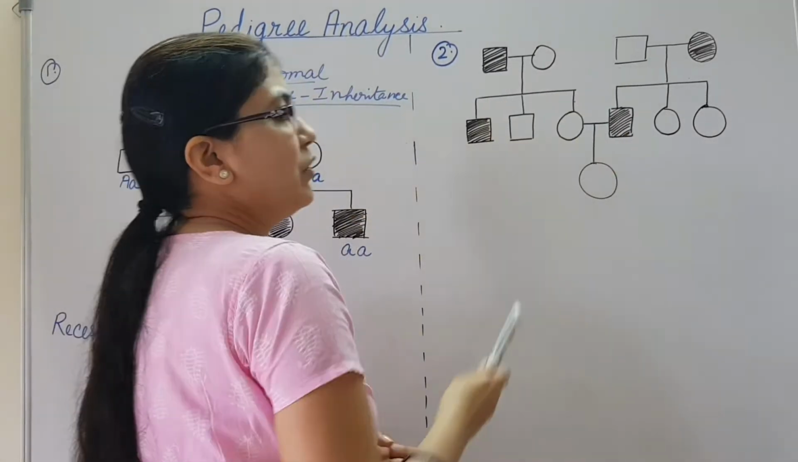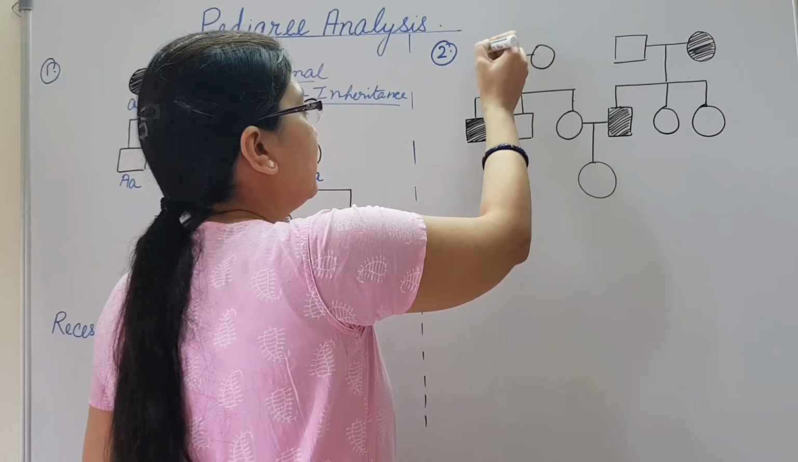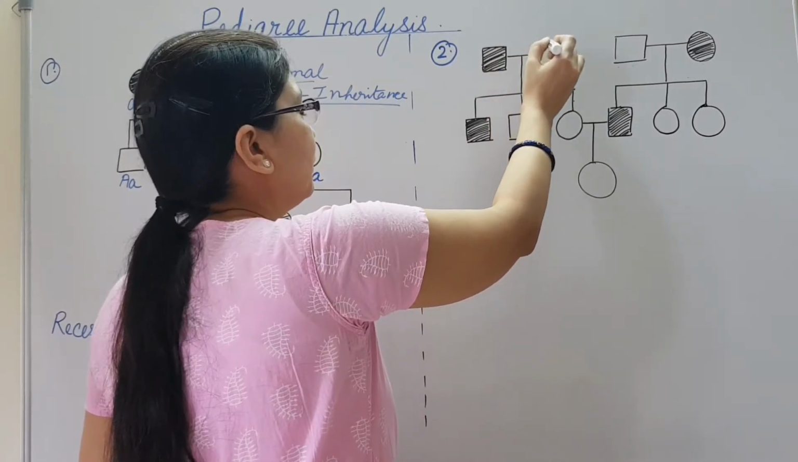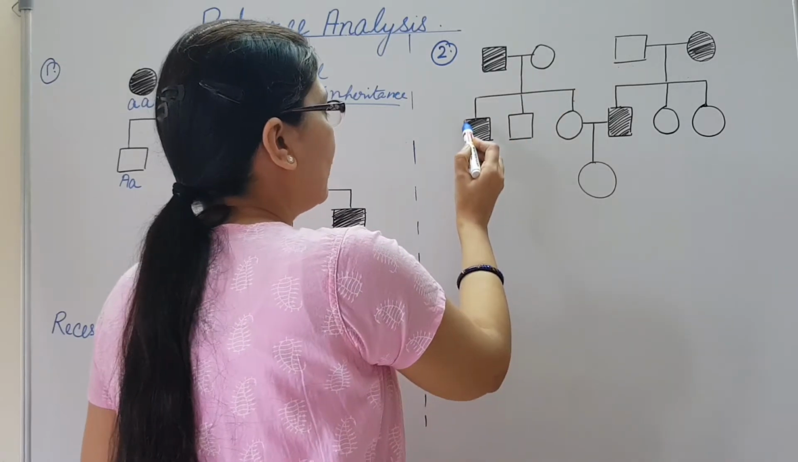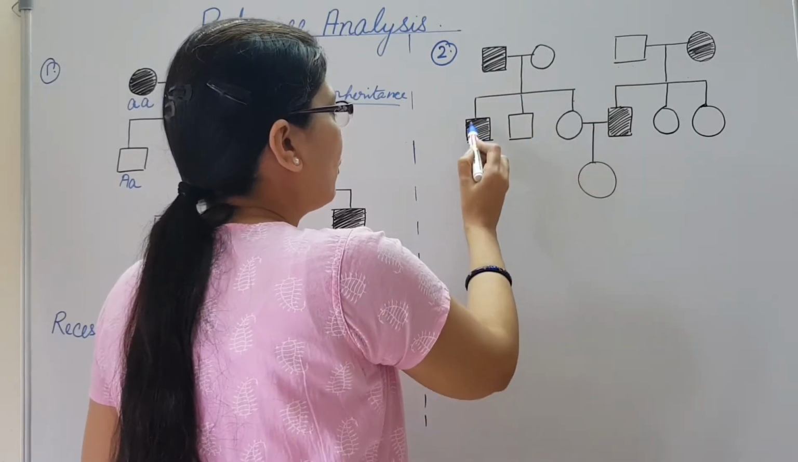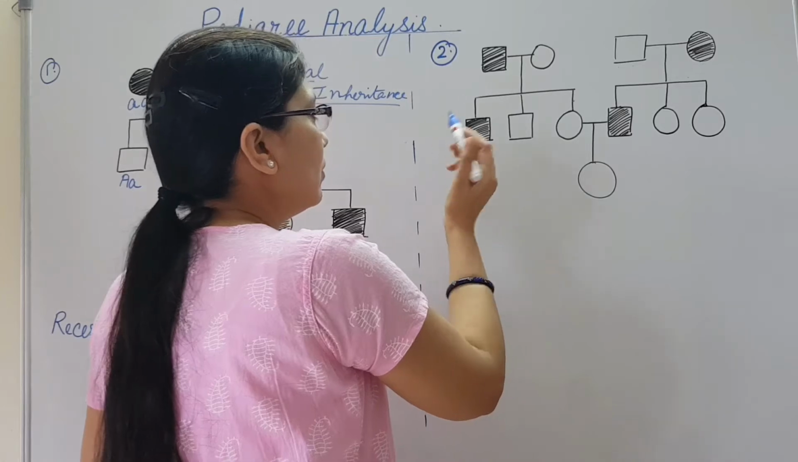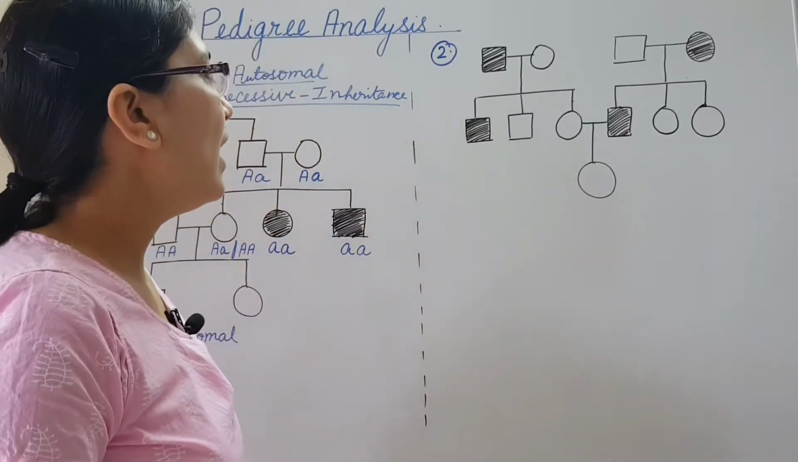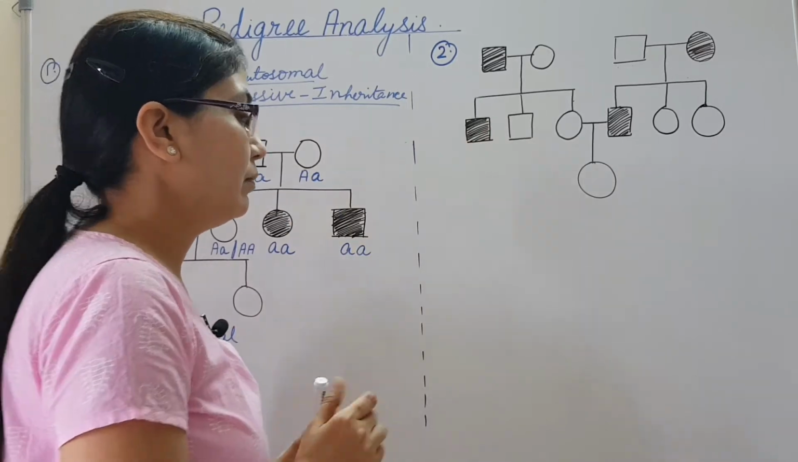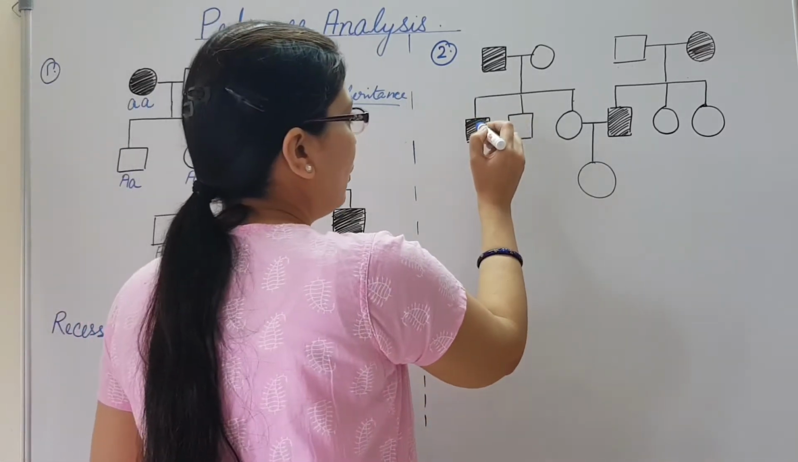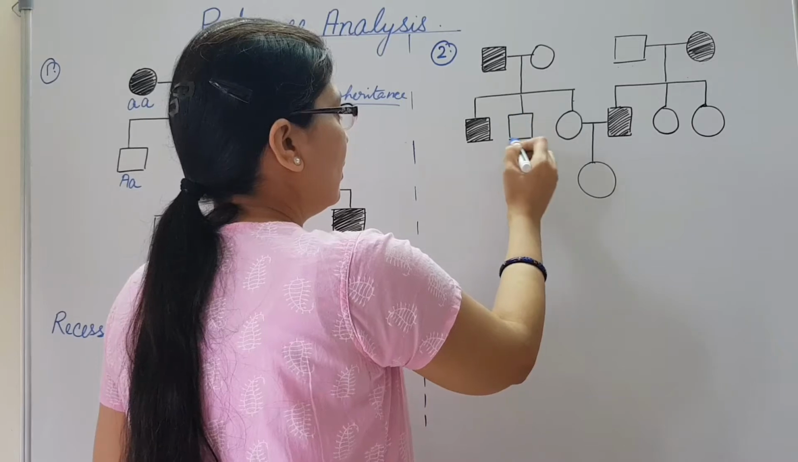If we see this question, here the affected male mates with unaffected female, and among the three offspring, one is affected. So we can think that it may be due to the Y-linked genes, but it is not, because only one of the male is affected, another is unaffected.